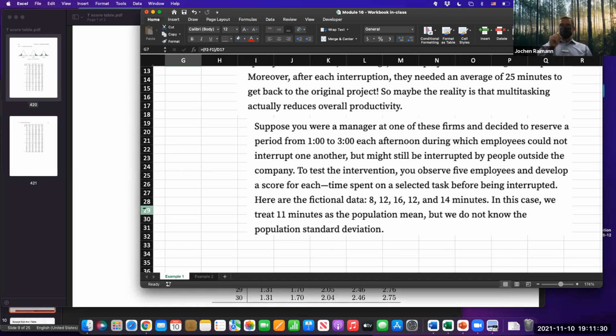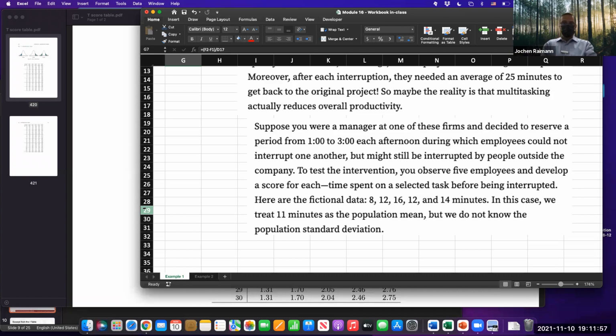So based on our sample, it's also important that you know how to express your conclusion. Based on the sample at hand that we have studied, we do not reject our null hypothesis that there's no difference between those employees that were subject of the intervention compared to the population mean.